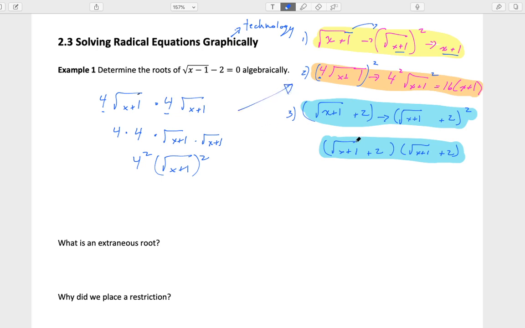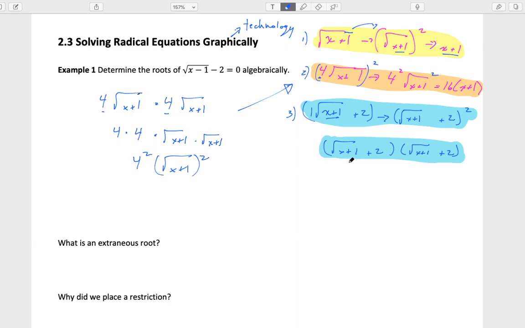Now, I know that you're quite familiar with this, but example number 3. What do we normally do? Let's look at what's different from here. The coefficient here is 1. We have a radicand, but then outside of the radical is a plus 2, the constant. If I want to get rid of the radical, I'm going to square. If I square this expression, it means the square root of x plus 1 plus 2 times the square root of x plus 1 plus 2.